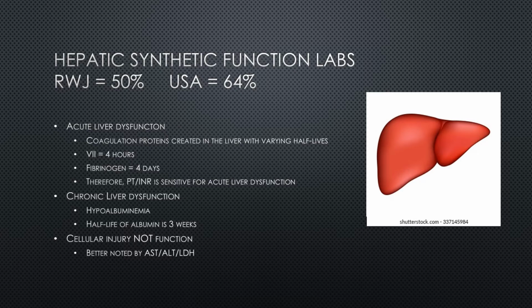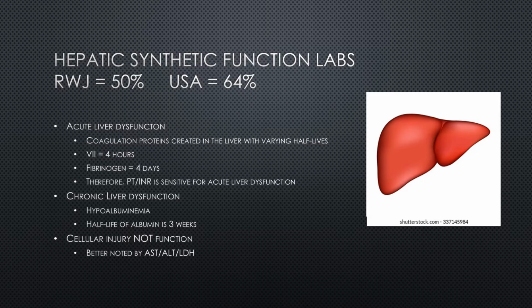Hepatic synthetic function labs. So we got this right half the time. The rest of the U.S. got it right a little bit more often. So in acute liver dysfunction, we often see coagulopathy, and this is one of the best ways to determine the synthetic function of the liver is by coagulation labs.